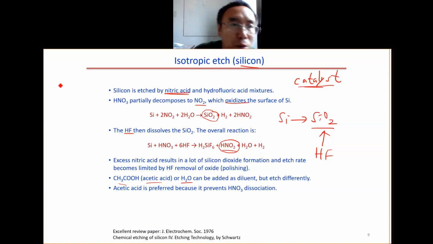For example, if this is the silicon surface, it happened that there is HNO2 at this spot. Then this area will be etched. So this is the catalyst. So this area will be etched, and during the etching process, we generate even more HNO2. Then this area will be even more etched. You can see this is a positive feedback.